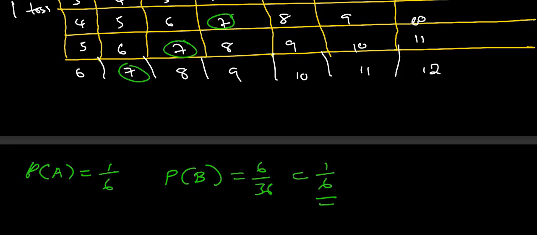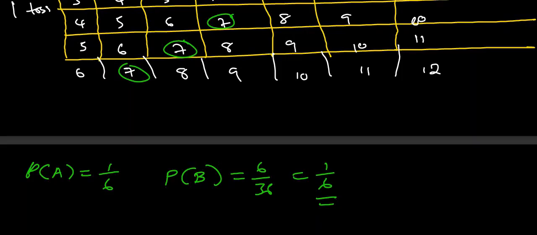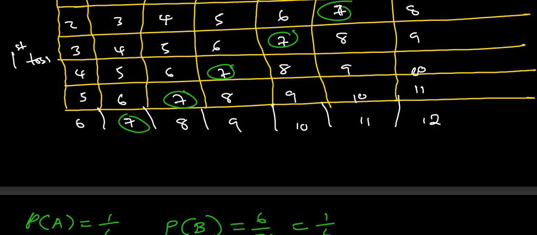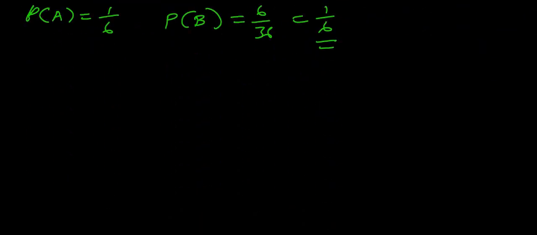The sum being 7, right? That's what we have. Then the next one, the total is 8. So if the total is 8, again we check it. It's going to be 1, 2, 3, 4, 5, so it's going to be 5 over 36. That's the probability of C happening. So we need these in place. The probability of C happening is 5 over 36.